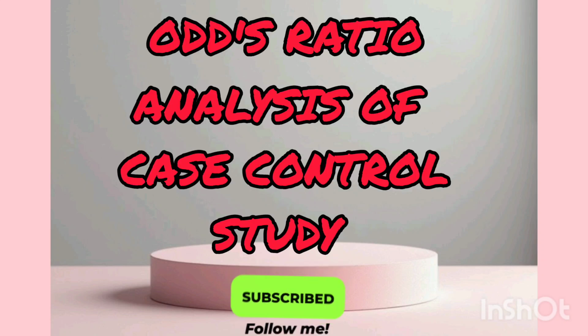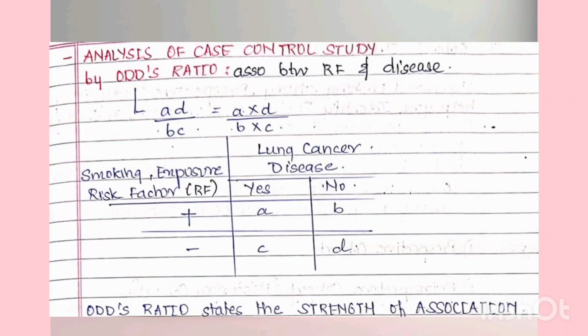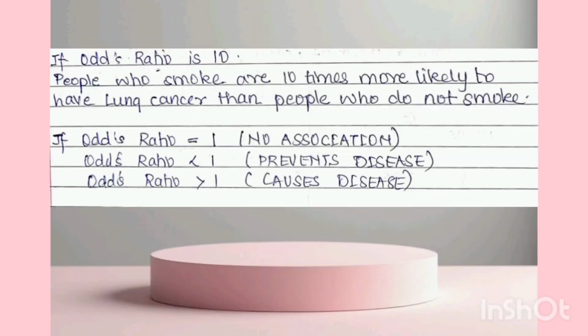Next up, we have odds ratio, which is used for analysis of case control study. In a case control study, we measure the parameters risk factor versus disease. The formula is AD divided by BC. It measures the strength of association. If odds ratio is 1, there is no association. If odds ratio is less than 1, it prevents disease, and if it is more than 1, it causes disease.